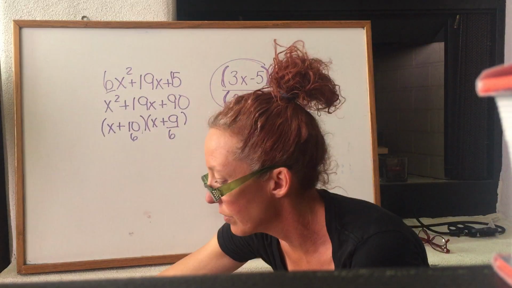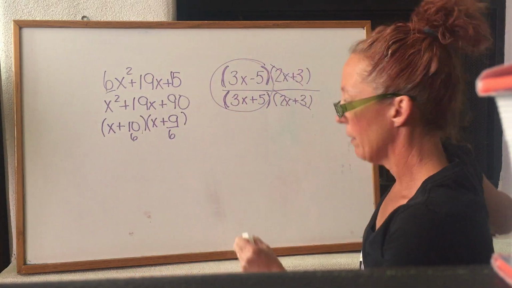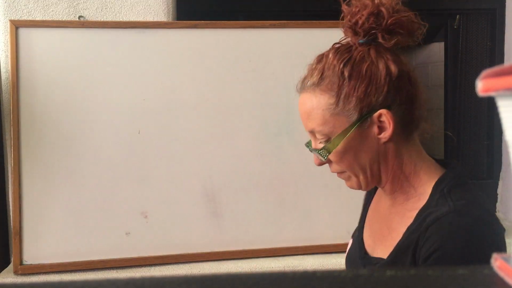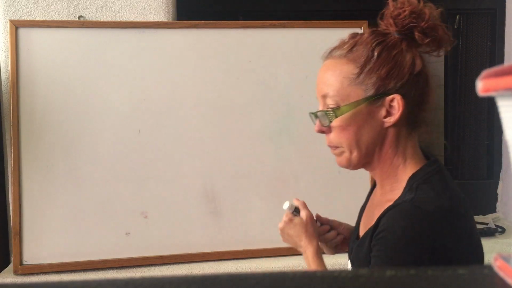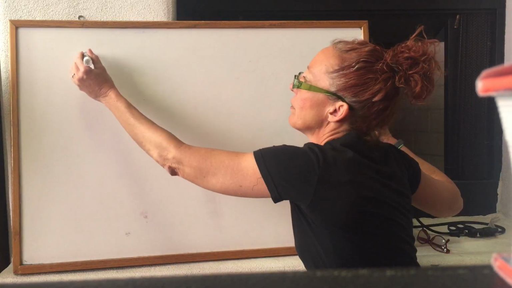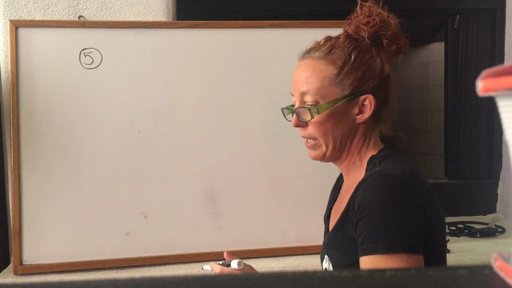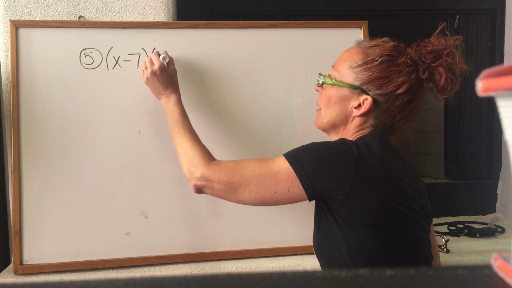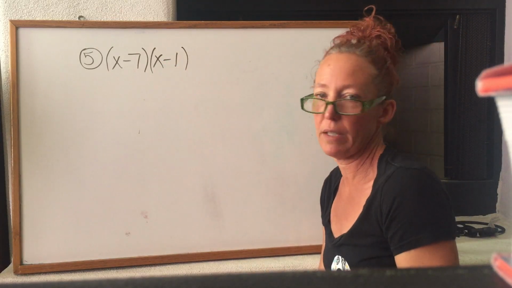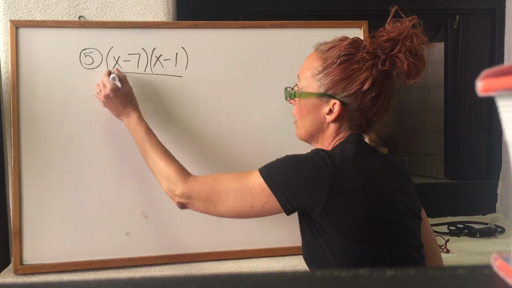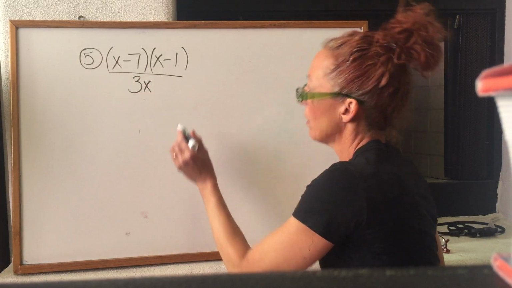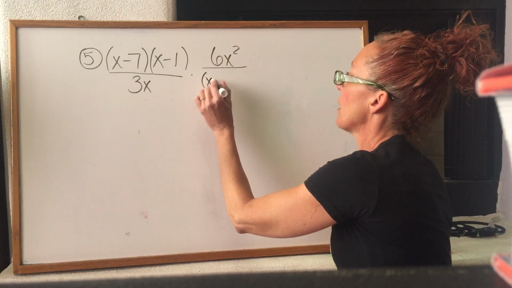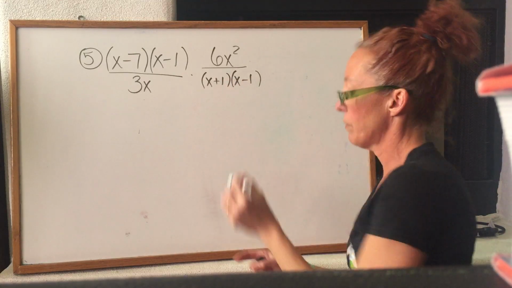All right, then we're going to get into some, I think, probably longer ones. I might factor a little bit as I'm going through it, just to save myself a little space here. So this is number 5. X squared minus 8x plus 7 is going to factor to x minus 7 and x minus 1. Notice it adds up to negative 8, but multiplies to a positive 7. That 3x can't really be factored. And then we have 6x squared. And then x squared minus 1 is x plus 1, x minus 1.